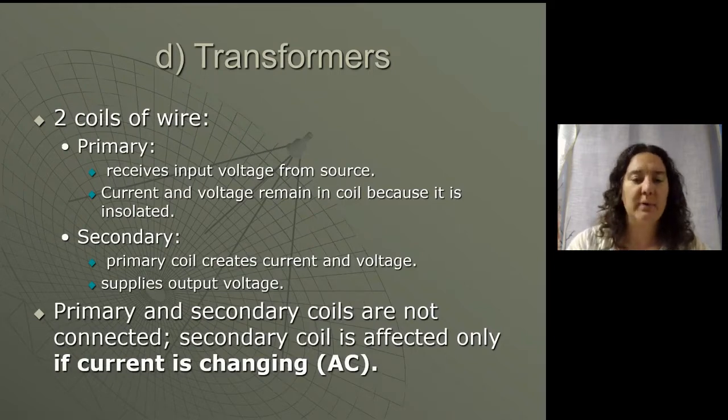Now these transformers are blocks surrounded by coils of wire. We have the primary coil, which receives the input voltage from the source, and the current and voltage remain in the coil because it's isolated. Then we have a secondary coil that creates output current and voltage. The primary and secondary coils are not connected, and the secondary coil is affected only if the current is changing, which is why we need alternating current.